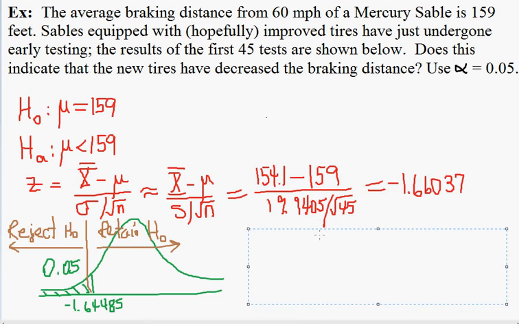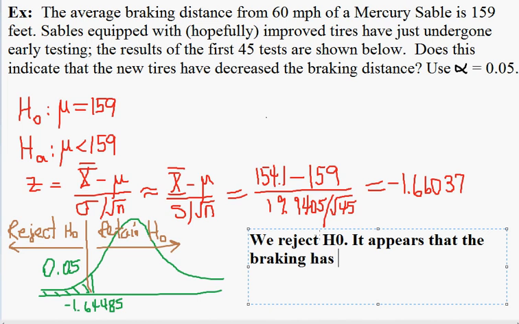that we reject the null hypothesis. It appears that the braking distance has decreased with the new tires. These are the ones that in real life give statisticians fits, that the z-value is so incredibly close to the cutoff, but that is the decision that we make with the available data.